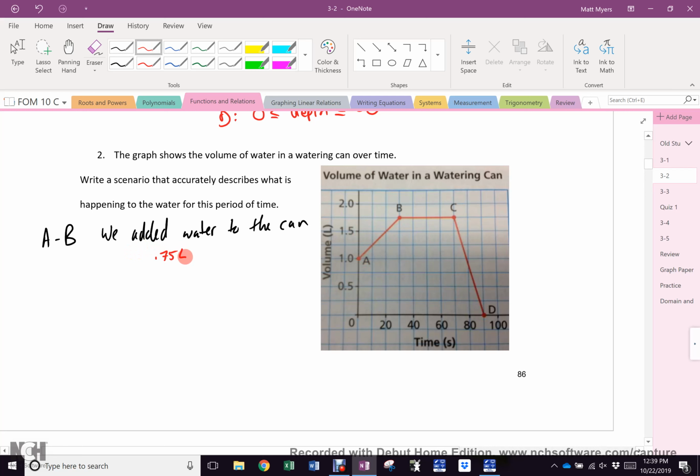How could I get it to a 3? We could add the time. We added 0.75 liters of water to the can in how long? In 30 seconds. That's a 3. How could I make it a 4, do you think? Hint, it has to do with what we just did. Figure out the rate. What is it?